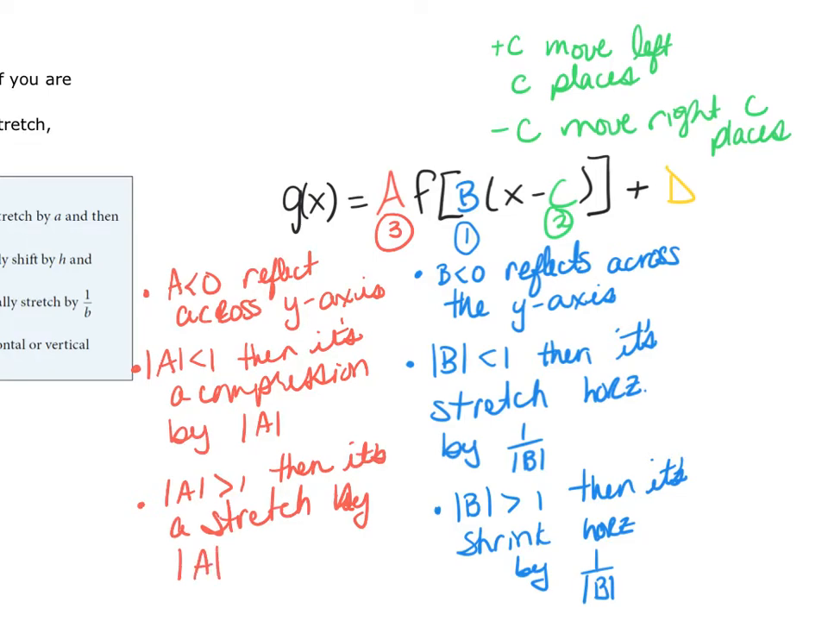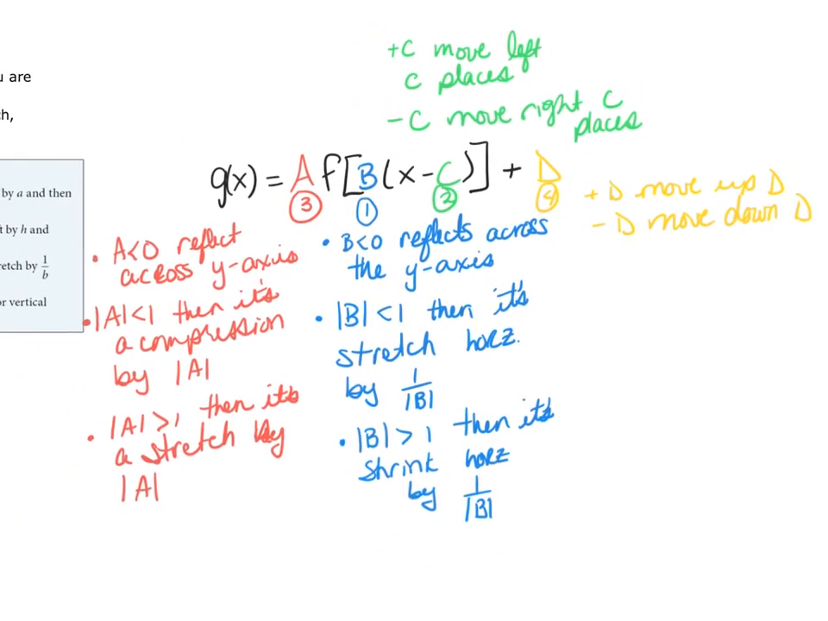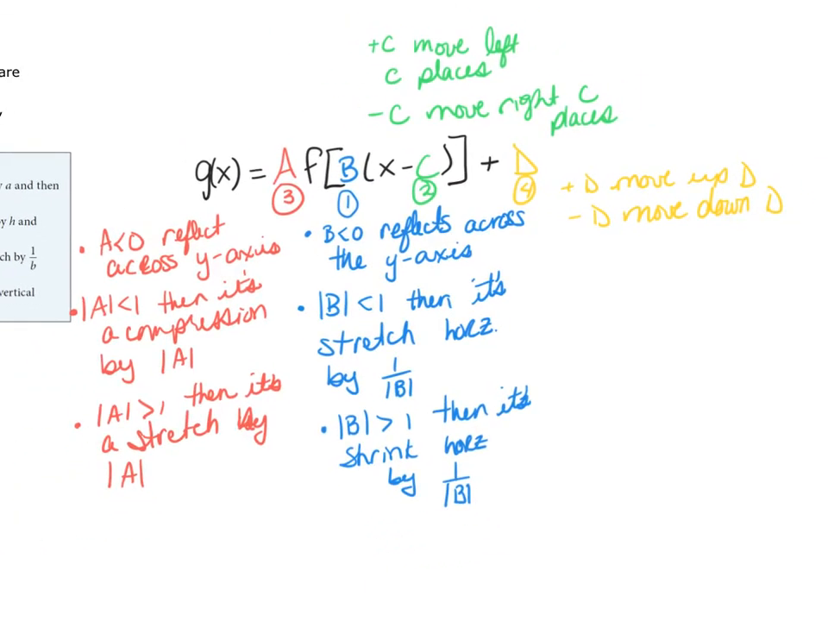Now the last thing that you do is move it up or down. The order doesn't really matter, but you're less likely to make mistakes if you do it in this order. So if it's plus D, then you move up D places. If it's minus D, you move down D places. So the order doesn't matter, but this is the easiest order not to make mistakes. I'm going to stop here and give you a moment to write all that information down.